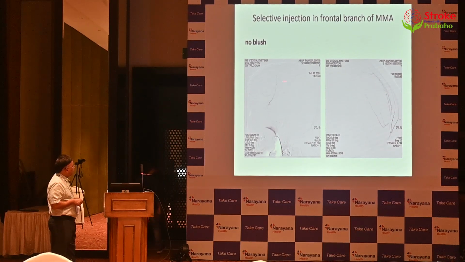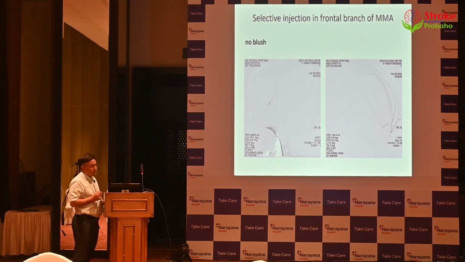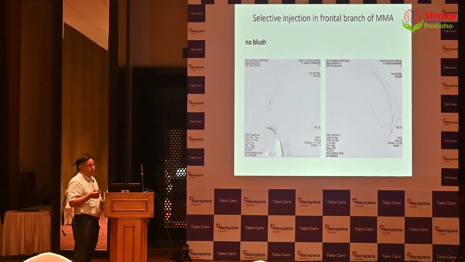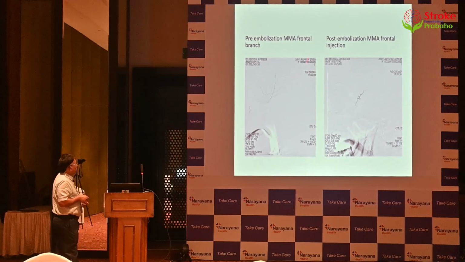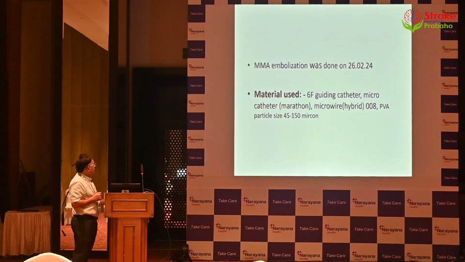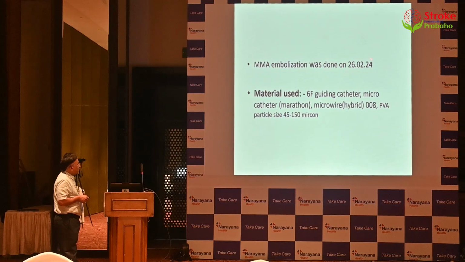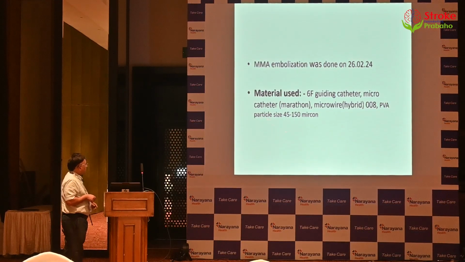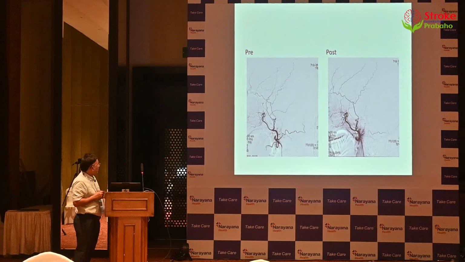There was no blush. So the point of question is, if there is no blush, do you want to embolize? We discussed and found that even if there is no blush, you can embolize. So we planned middle meningeal artery embolization of the frontal branch. We placed the particles for embolization. Middle meningeal artery embolization was done on 26 February. The particle size used was 45 to 150 micron.